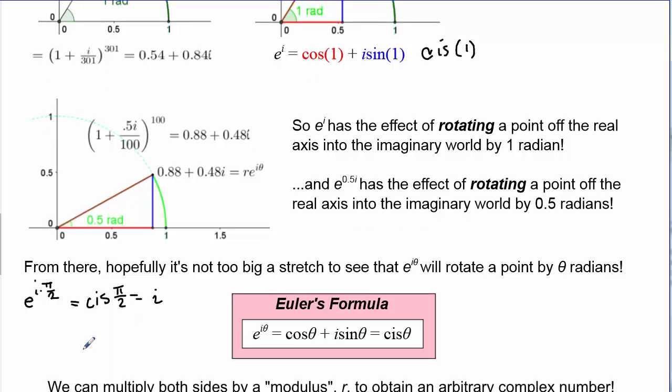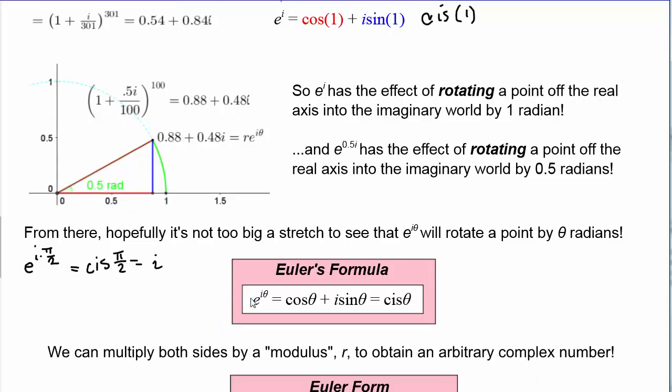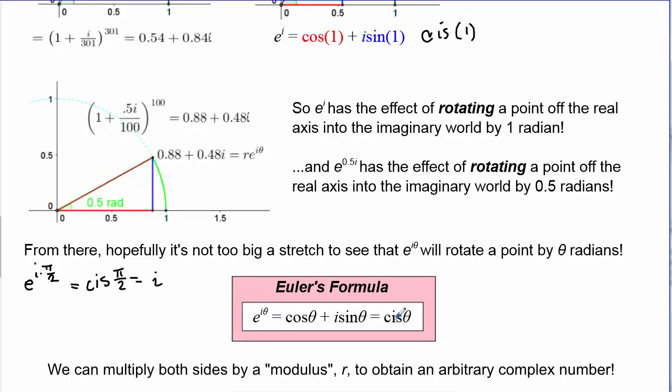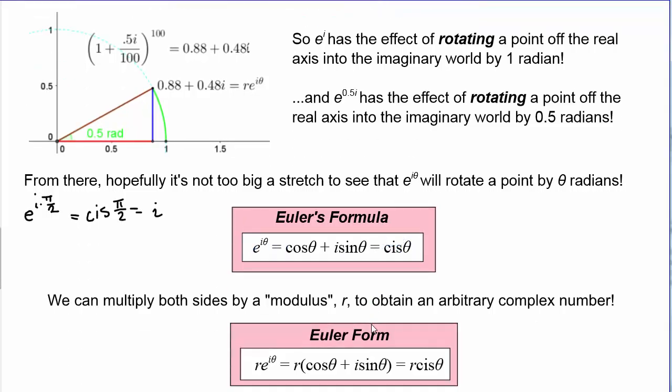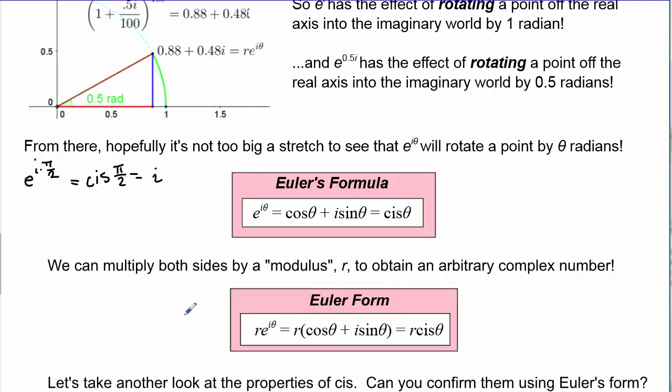Now, of course, you can imagine that this gets a little extended if we add some modulus to this, some magnitude. Everything I've done so far has a magnitude of 1, but we can simply put an r in front of this here and an r in front of this, and we get Euler's form of an arbitrary complex number, which is r e^(iθ), has a magnitude of r, and it's rotated into the imaginary plane by an angle of theta. It's the same as r cis θ, and it's really a wonderful thing.